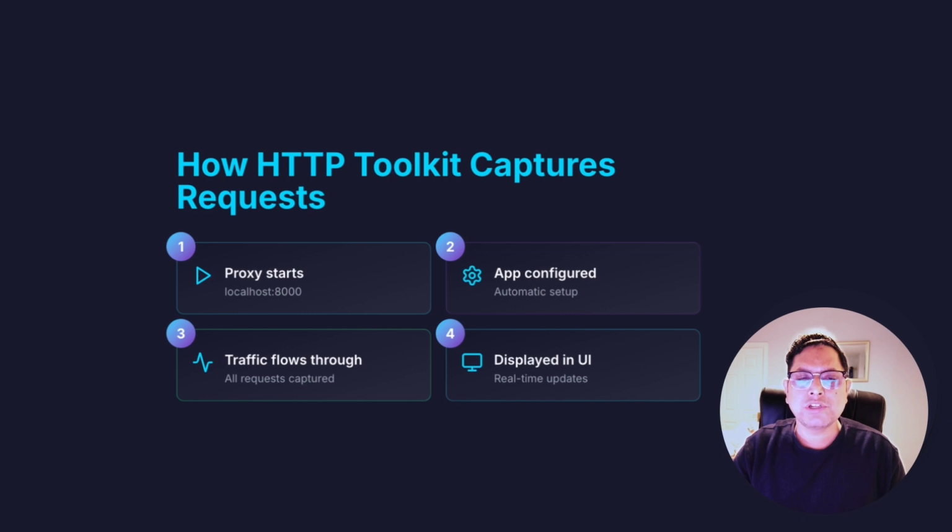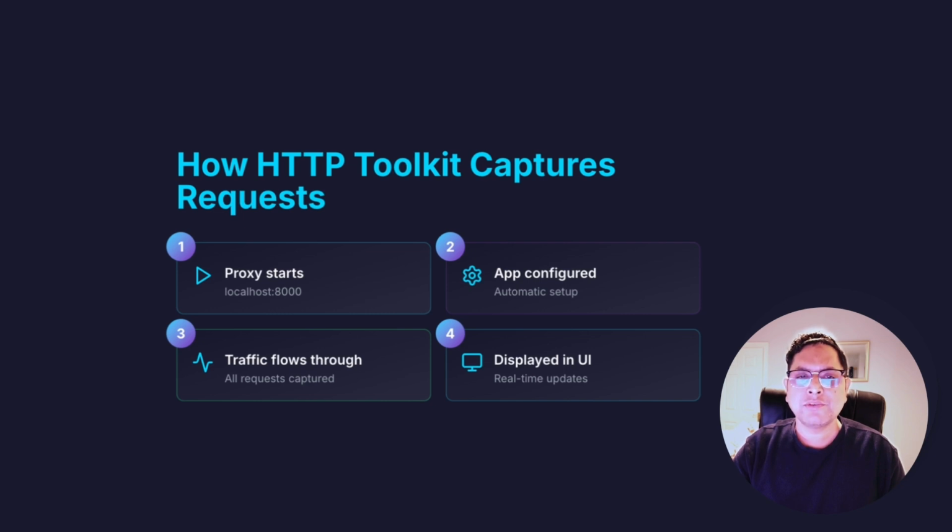How does HTTP Toolkit capture your request? It's a simple 4-step process. First, the proxy starts automatically on localhost port 8000 when you launch HTTP Toolkit. Second, your application is configured to use this proxy. There are several methods to configure this proxy, like fresh terminal. So whenever you will execute any request from terminal, it will be captured in HTTP Toolkit.